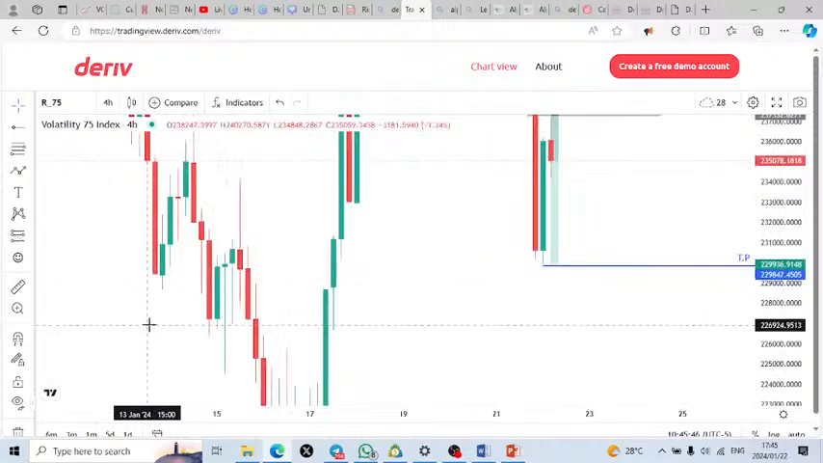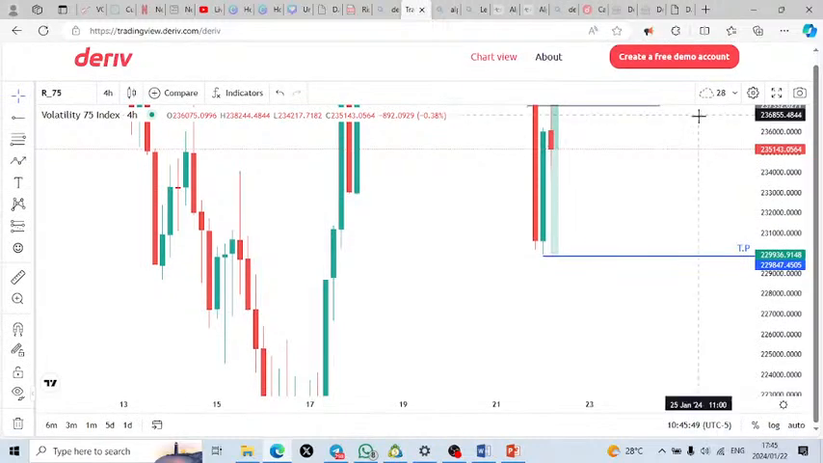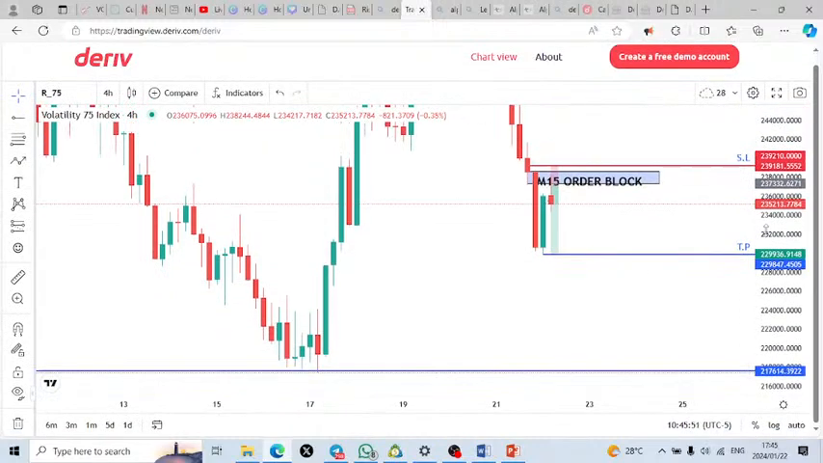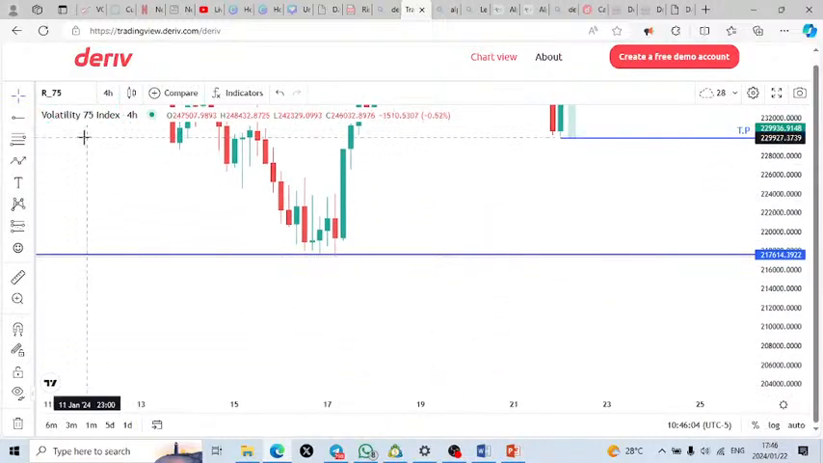So this is Volatility 75, and yeah, there's still room for price to continue moving downwards. If you remember what I said about Volatility 75, we are anticipating that it should move even further.